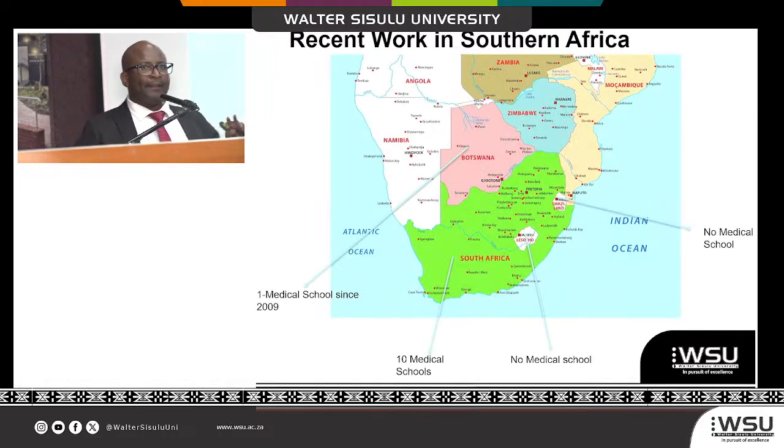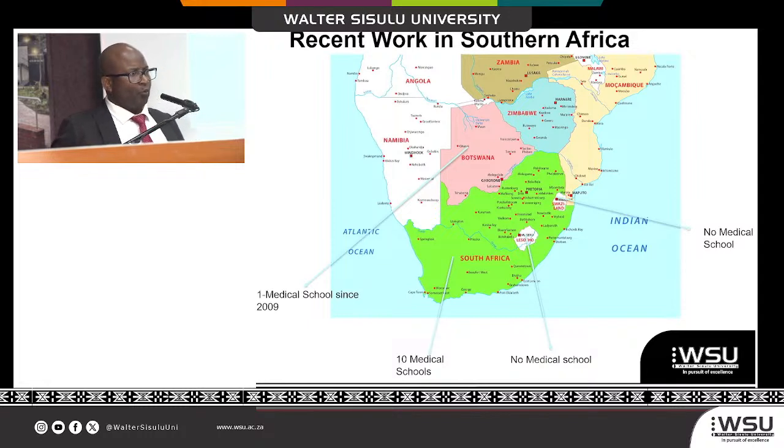I will then cite an example that has been highlighted in a way by Prof. Joshua when she mentioned some of the work we did. We looked at 4 different countries in Southern Africa: Eswatini, Lesotho, Botswana, and South Africa. Eswatini and Lesotho do not have a medical school. Botswana has a medical school, with South Africa now having 10. In South Africa, we looked at all the 9 provinces.